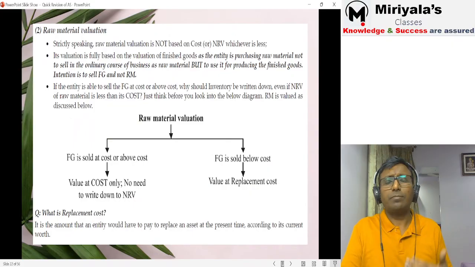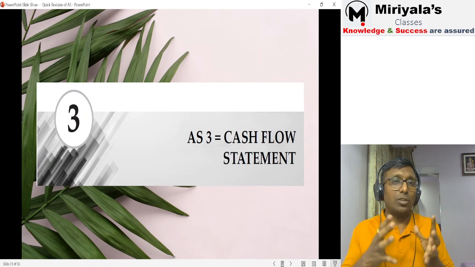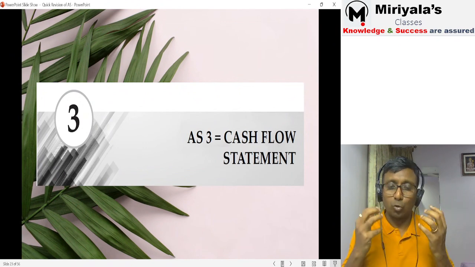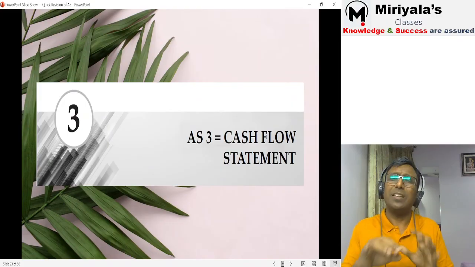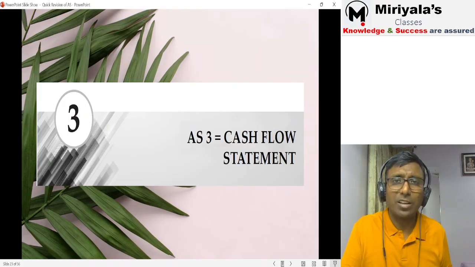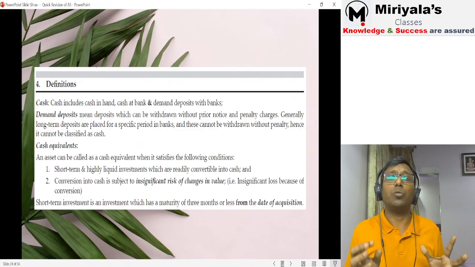Okay, now let's go to the next standard, the cash flow statement. This is actually a practical topic where you are supposed to solve sums. But yes, I'll try to do a very quick revision about this. So cash flow statement, yes, important things about MCQ questions and everything.